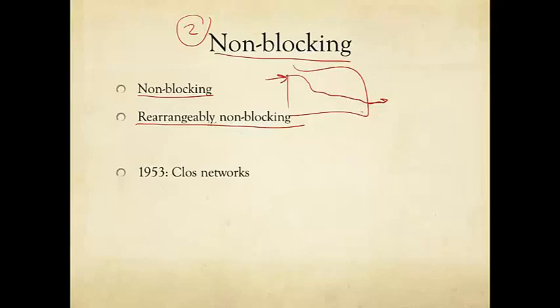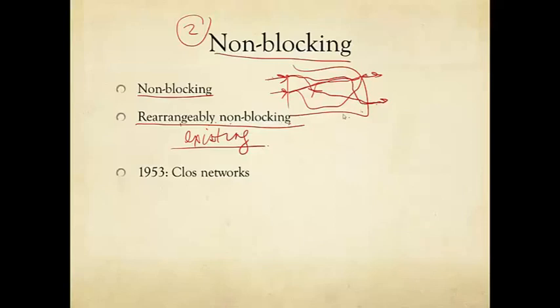And rearrangeably non-blocking is a weaker condition that says, well, you may not be able to do that, but if I allow you to rearrange some of the existing connectivity patterns, for example, instead of going this way, you say, well, you should go this way, and this opens up a way for this input to go to this output. As long as you can rearrange the existing configuration and then be able to achieve non-blocking, then that's also good. Okay, so this is a weaker condition.